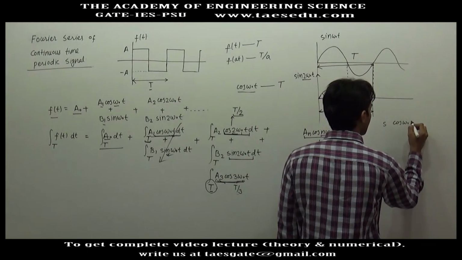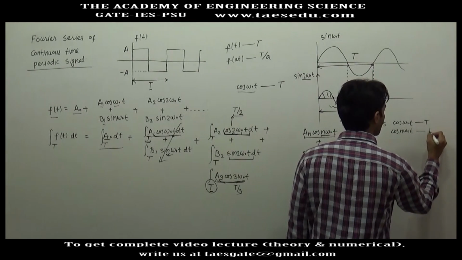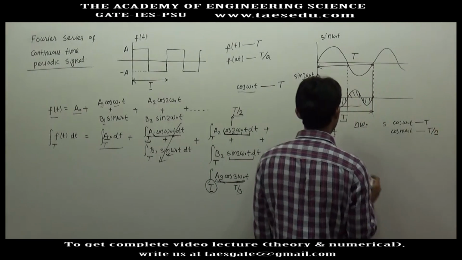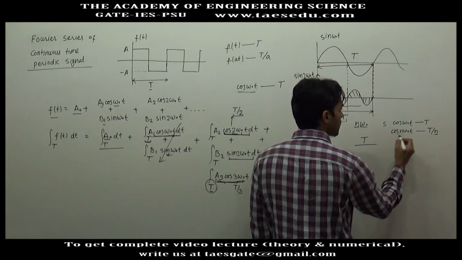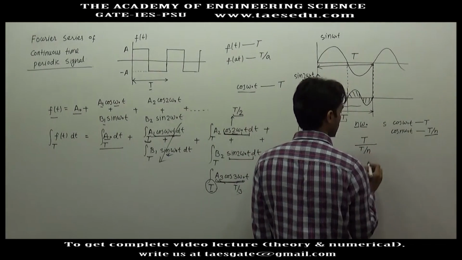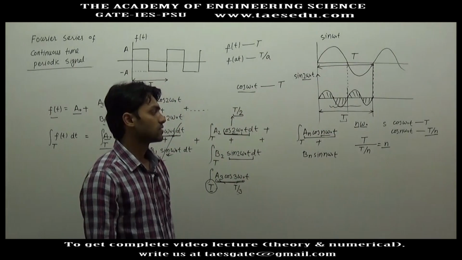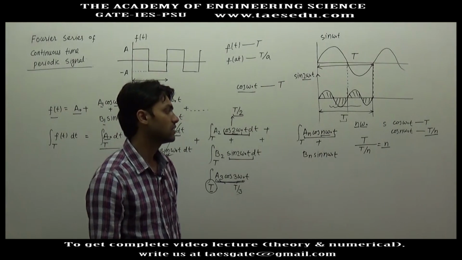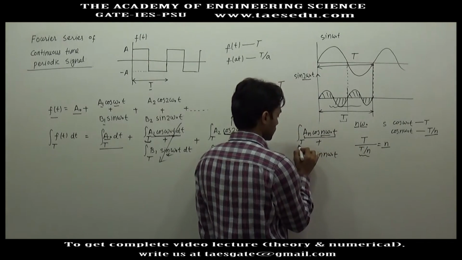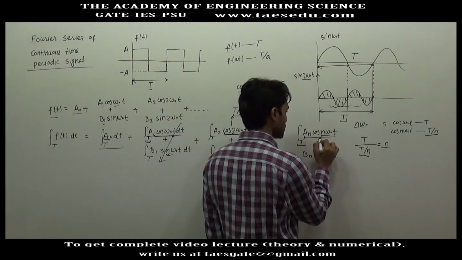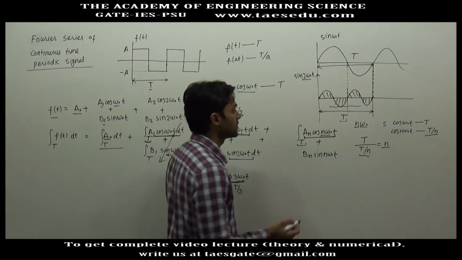Cos omega naught t has time period T, so cos n omega naught t will have time period T by n, where n is an integer. And what is the duration of integration? The duration of integration is T, and the time period is T by n, so you get n, meaning the duration is n times the time period. So in the duration of T, this signal will have n complete cycles, and if you have complete cycles, the integration will be 0.